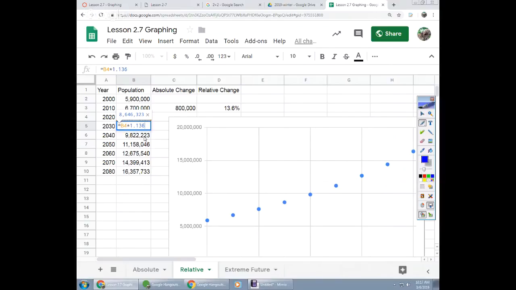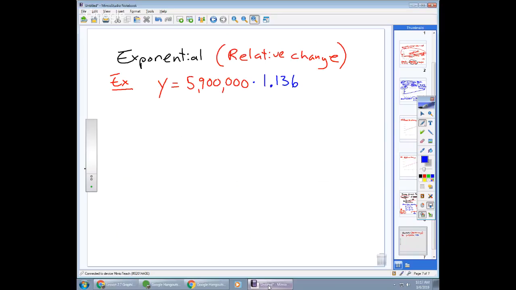Repeated multiplication. Do you remember what repeated multiplication is? What does repeated multiplication mean? Isn't it like exponents? Exactly, it's an exponent. Yeah, so what happens here with relative changes, we end up with an exponent. So the variable x ends up in the power.